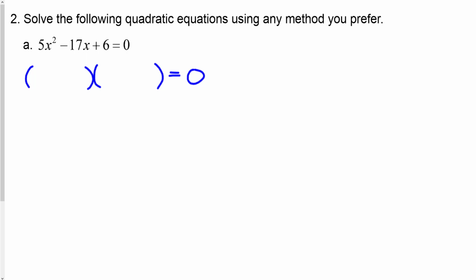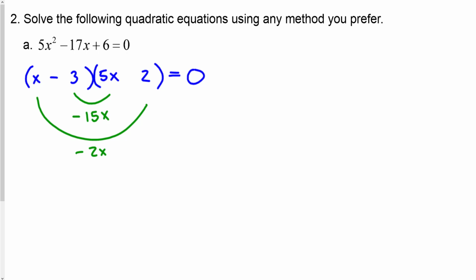So I know the only two things that would multiply to 5x squared would be x and 5x. 6 has a few options. I could have 1 and 6, or I could have 2 and 3. And since I need to get to 17, I'm thinking about 2 and 3. So if I put a 3 here and a 2 there, then 3 times 5x would be 15x. X times 2 would be 2x. And I could certainly get those to add to negative 17 if those were both negative, which means I need minuses here and here.